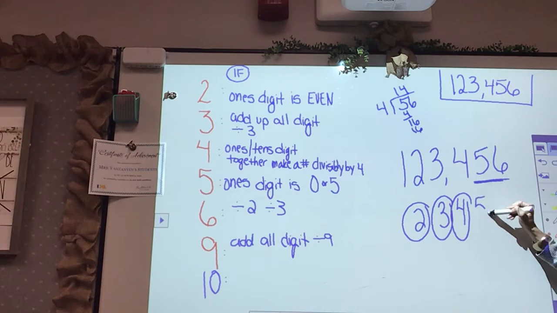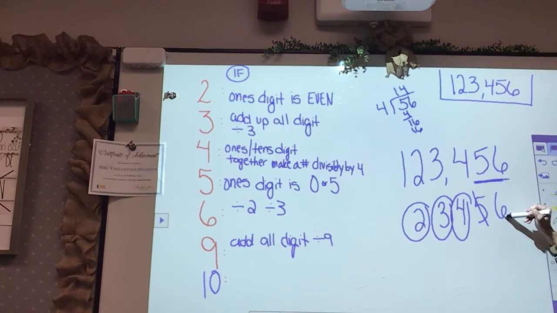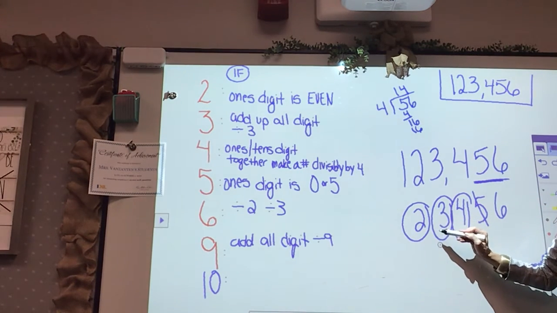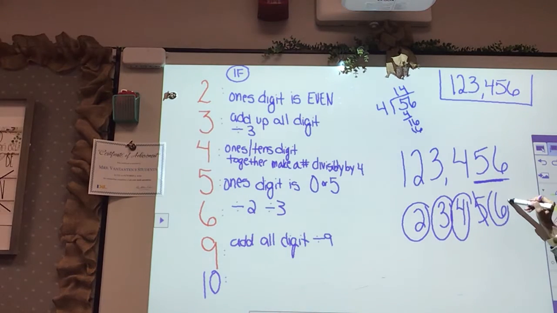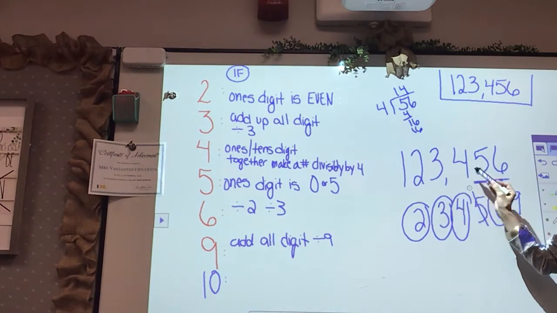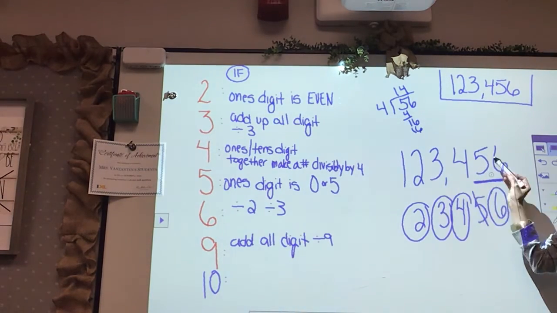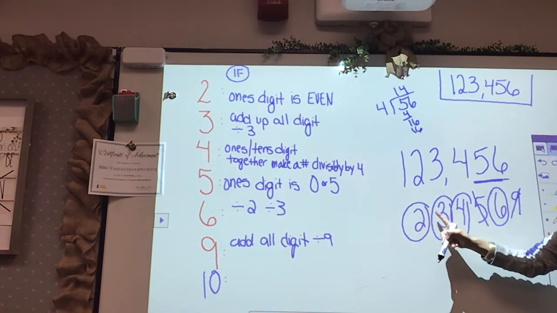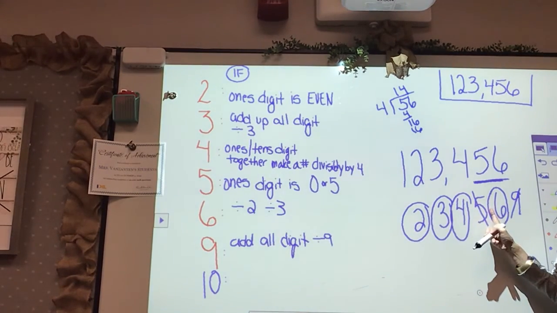What about 5? No, it doesn't end in a 5 or a 0. What about 6? Yes. Why? Because both 2 and 3 work, so that means 6 automatically gets to join. And what about 9? What was our number? 21. Is 21 divisible by 9? No. So our answer would be 2, 3, 4, and 6.